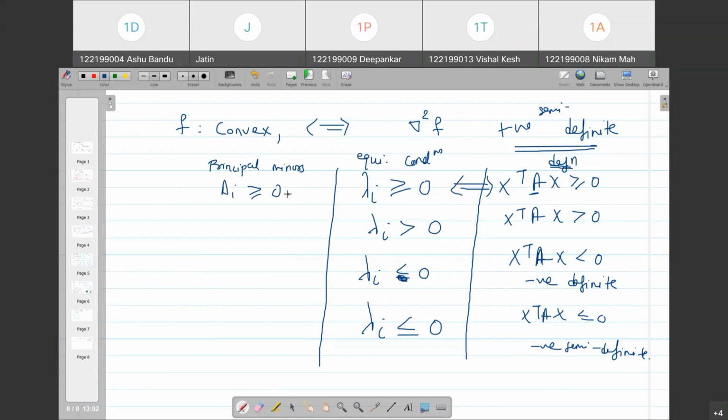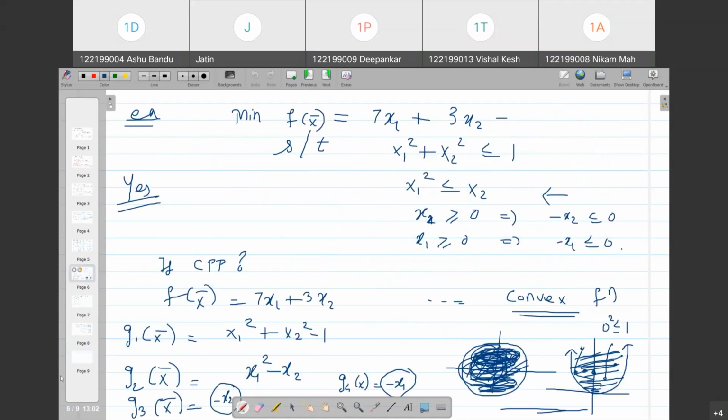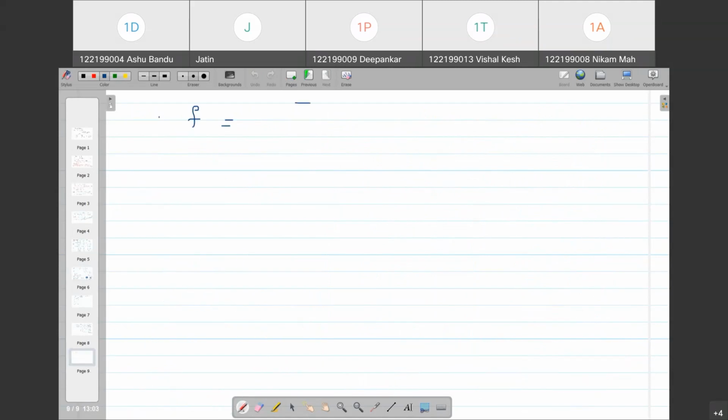Have you seen these conditions earlier? I hope so. Yes, sir. Okay, so just revise the things. To check something is convex is the same as to say whether the Hessian is positive semi-definite or not. So in this case, what was the function I wrote earlier? I wrote 7x1 plus 3x2.